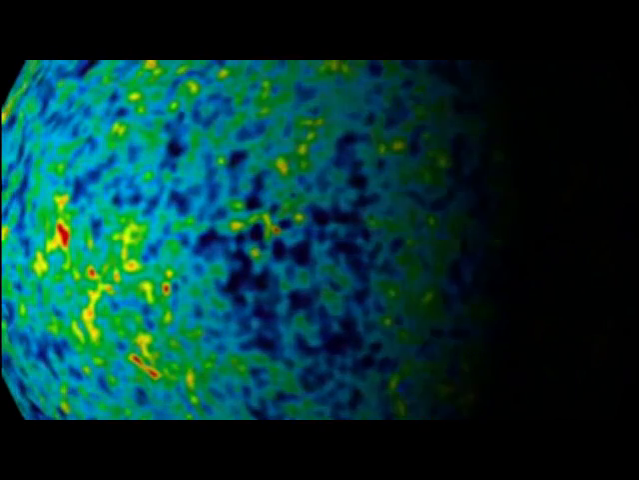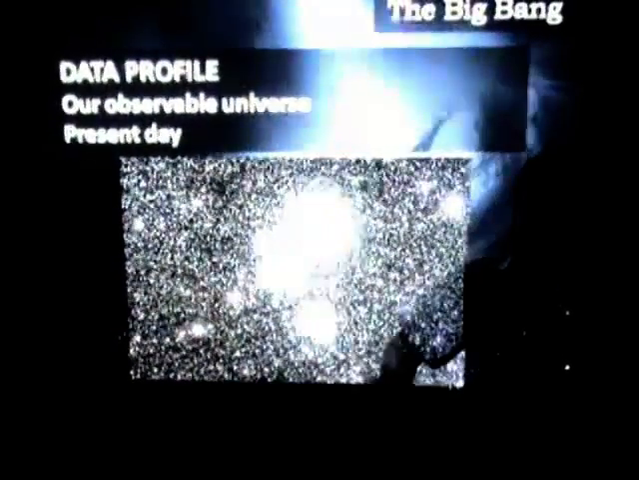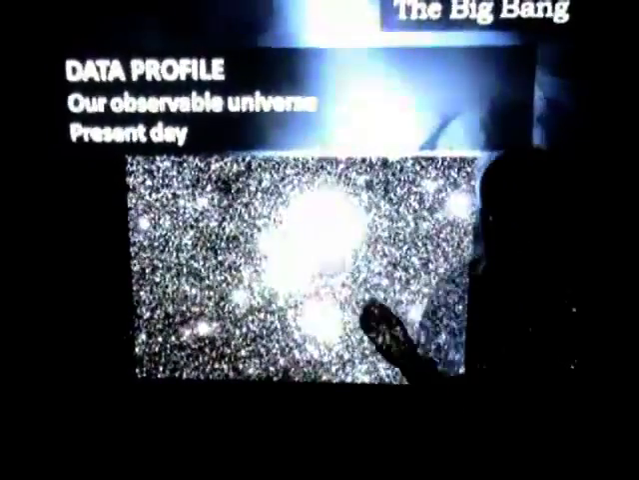This cosmic microwave background radiation is one of the proofs supporting the Big Bang theory. Then many galaxies and stars were formed, and so on. And today, this is our present-day observable universe. So this is how the Big Bang took place, and there are many proofs to support it. Number 1, the cosmic microwave background radiation supports the Big Bang theory.